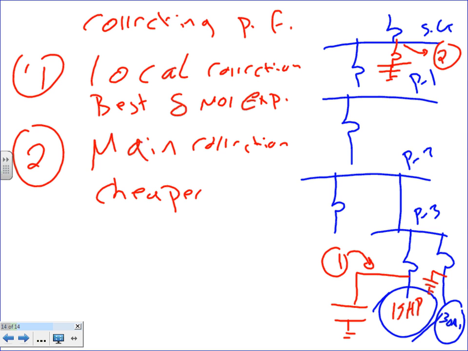A lot of people are forced to do the main. Main is forced by the utility. The utility cares about here. That's where they care. If your power factor is low here, they're going to penalize you. They measure it right at the main here. Okay?